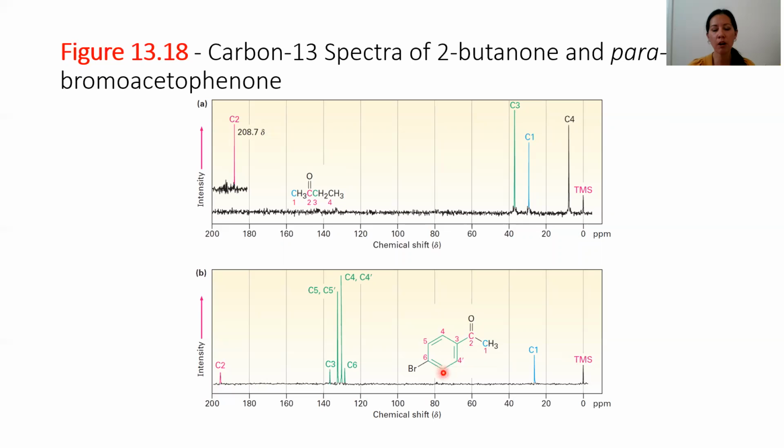The next carbons, 5 and 5 prime, those are another set. So 6 is also different. So you should have 1, 2, 3, 4 different peaks in this aromatic range, which you do. And you'll see greater signals for the 4, 4 prime and 5, 5 prime. The methyl group, as you would expect, is closer to 20.